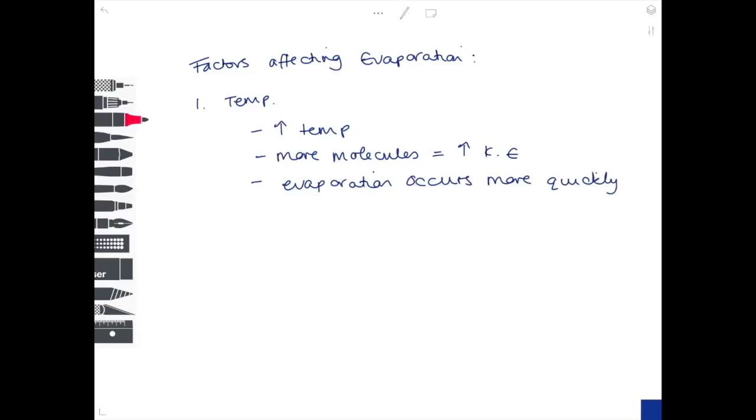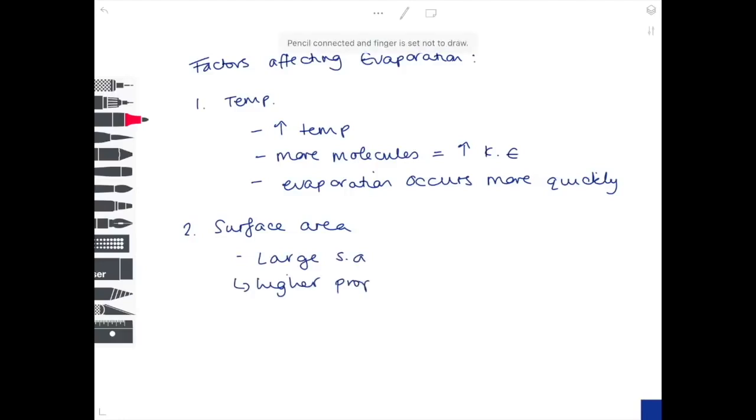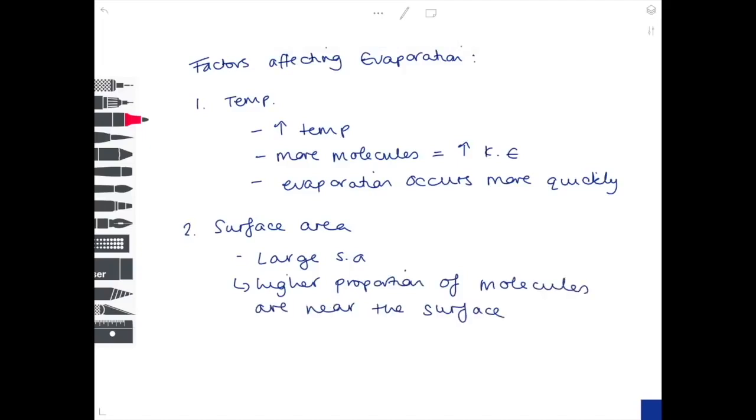The second factor affecting evaporation is surface area. As you might expect, the larger the surface area, the greater the area, and a higher proportion of molecules are near the surface of that puddle, for example. Therefore, more evaporation occurs.